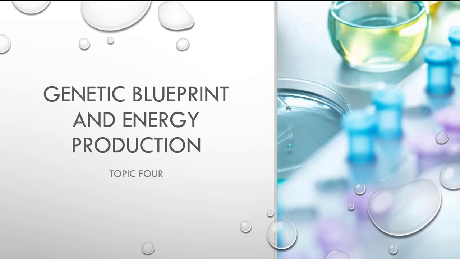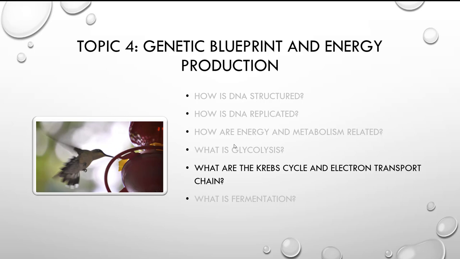Welcome back, everyone. So we are in part 5 of our topic 4, genetic blueprint and energy production. So in the last video, we learned about the first step of our process of cellular respiration. So now we're going to use the products of glycolysis and take it into the Krebs cycle and continue breaking down our 3-carbon chain pyruvate, extract more energy, and continue on to the electron transport chain.